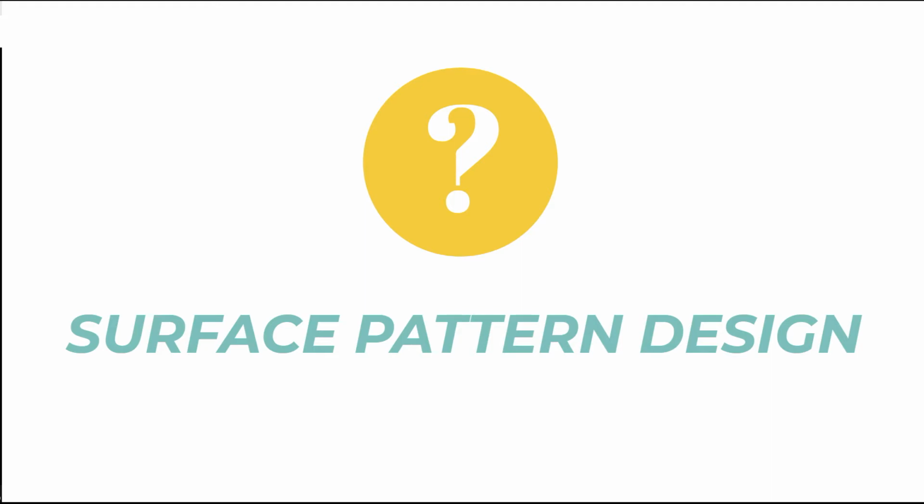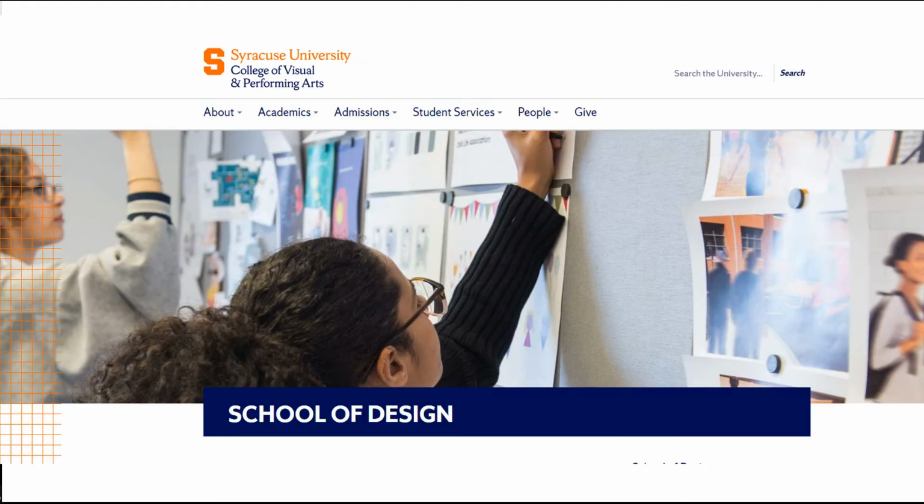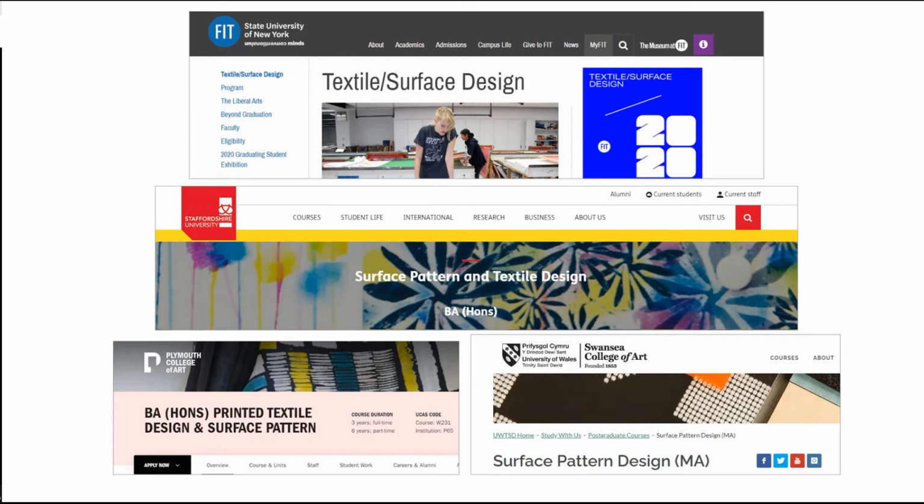So let's dig in. A long time ago, at the turn of the 21st century, I attended Syracuse University in New York State. And at that time, the Visual and Performing Arts School had a major specifically dedicated to surface pattern design. This is not a discipline that you regularly find in design schools, especially in America. At the time, surface pattern design was more commonly known in the UK, and a quick dive into colleges that are currently offering this type of program shows that the UK is still a leader in this discipline, with a handful of universities offering it as a course of study.